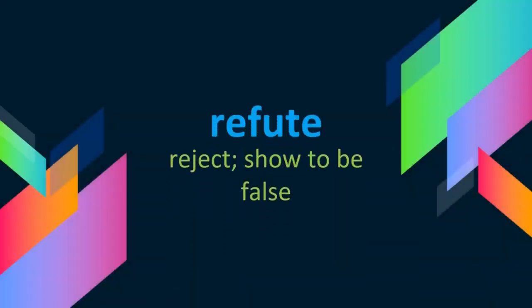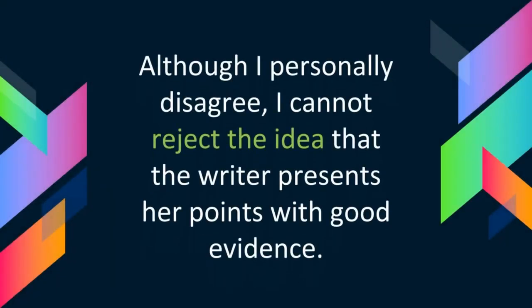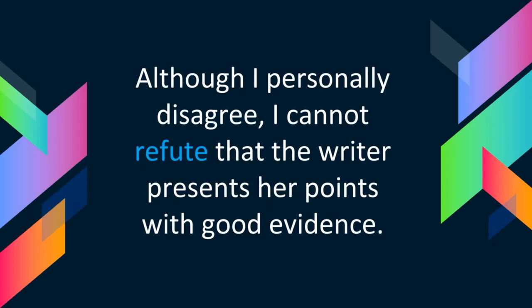The next word is refute, which means to reject or show something to be false. Although I personally disagree, I cannot reject the idea that the writer presents her points with good evidence. And here we have the same sentence, but we can substitute in our advanced vocabulary word to streamline the sentence a bit. Although I personally disagree, I cannot refute that the writer presents her points with good evidence.